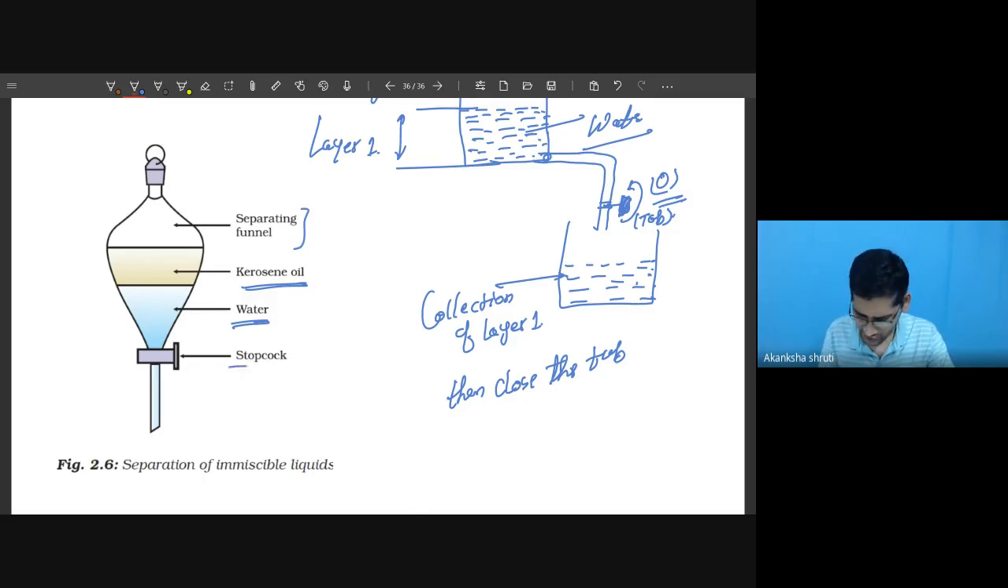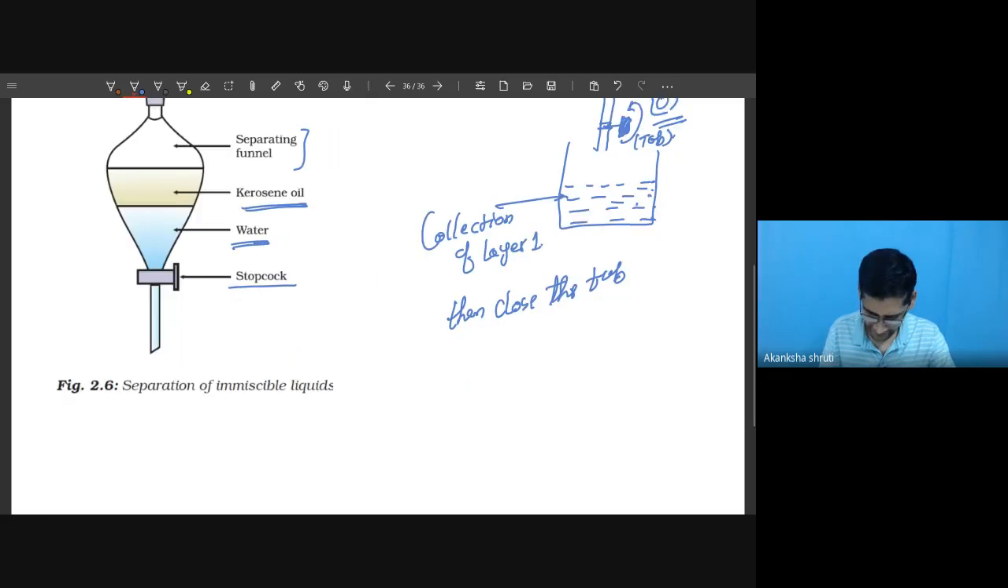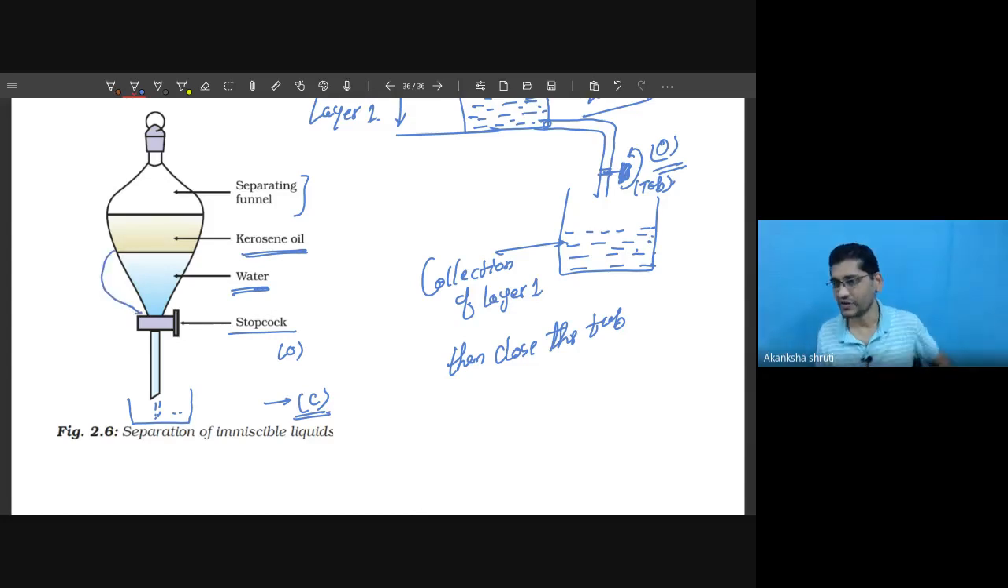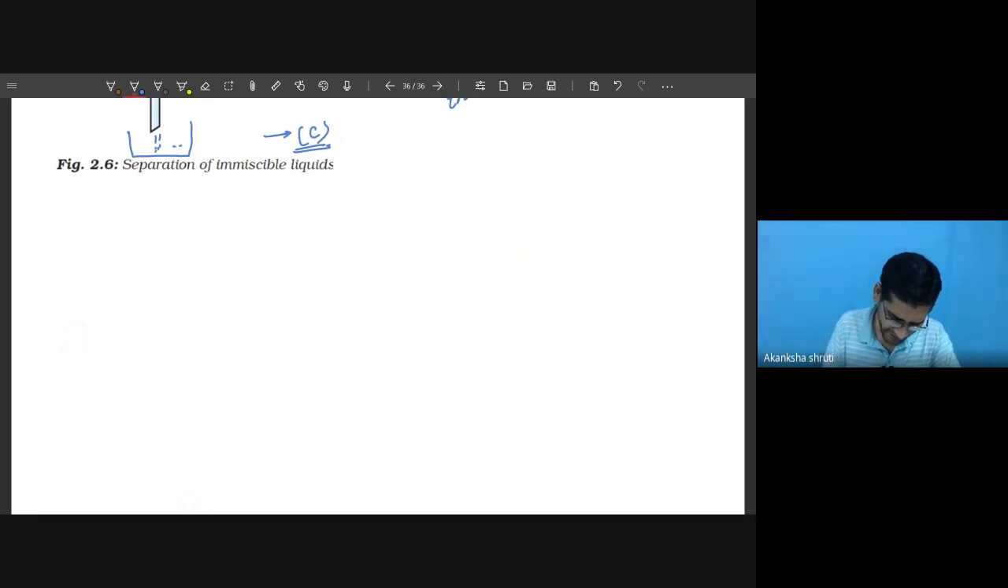Okay, this is the stop cork or tap. So one collecting utensil will be placed here. This will first be opened so that it starts draining here, and when it gets collected, it is finally closed. Okay, when all the water is drained and the other layer reaches near this point, students, this is how the separating funnel works. So what are the applications?